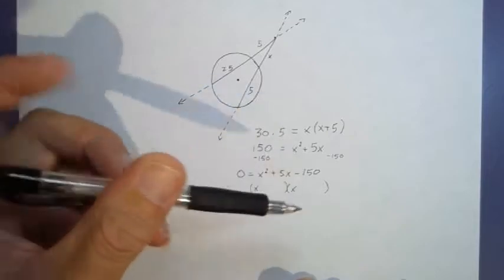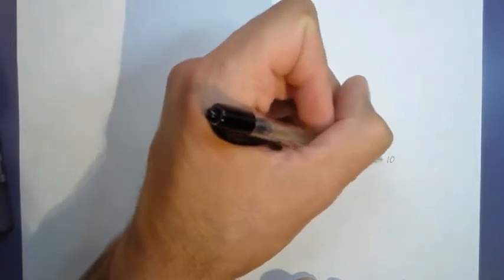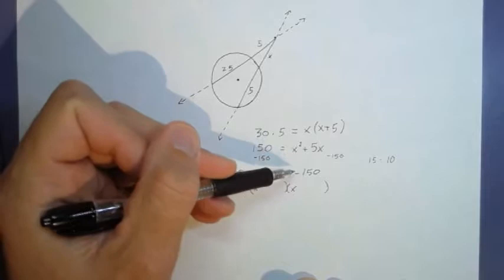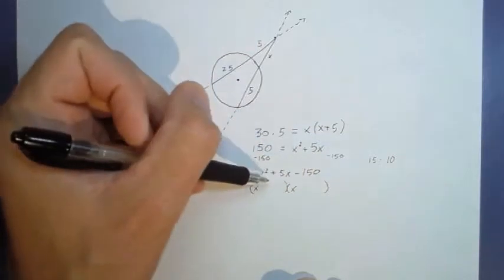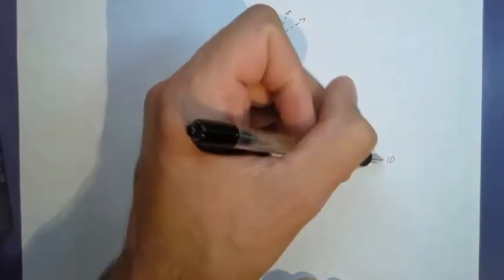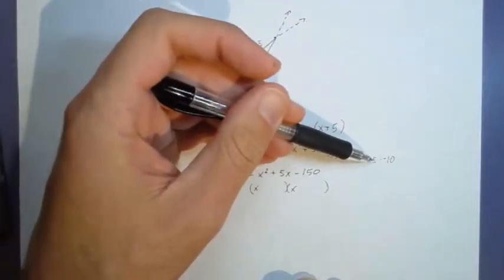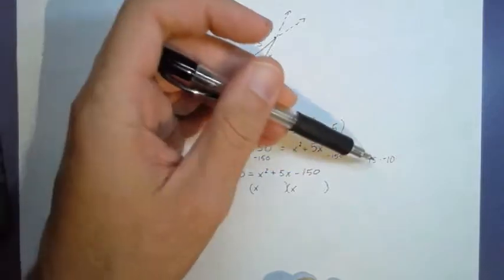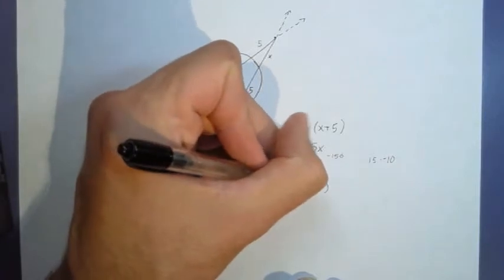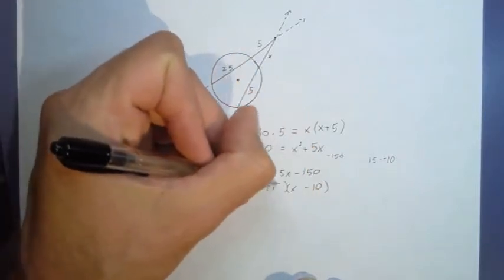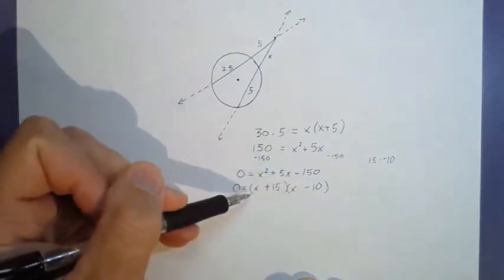It looks like 150, I can express that as 15 times 10. For that to be a negative, one of these needs to be negative. To make this a positive 5, I'll make the 10 a negative. So 15 times negative 10 is negative 150, and 15 minus 10 gives me the 5 that I want. So that looks like the right way to factor this. I've successfully factored my quadratic.